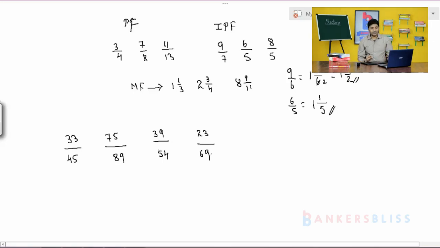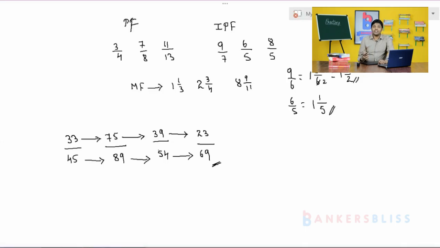23 by 69. See here, in these examples, you can observe, here the numerator is increased, the denominator is also increased. Here again the numerator is decreased, the denominator is also decreased. Here the numerator is decreased, but the denominator is increased. So this is the important part in our analysis. Okay, so the numerator is decreased, the denominator is increased. Means what? The numerator rate is decreasing and the denominator rate is increasing.